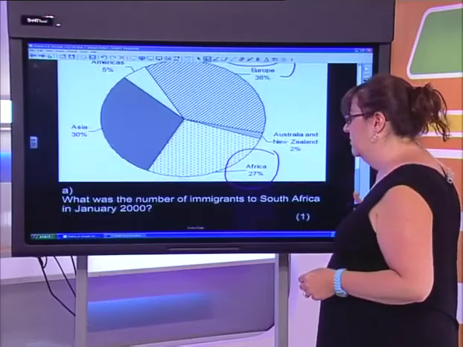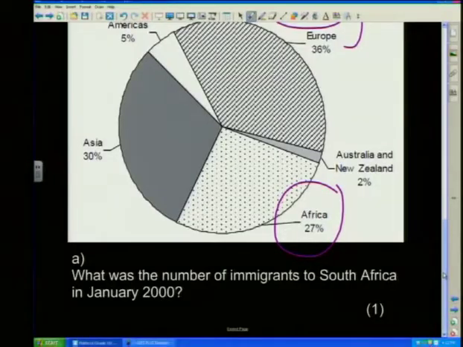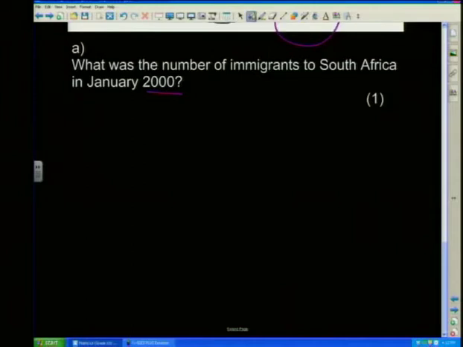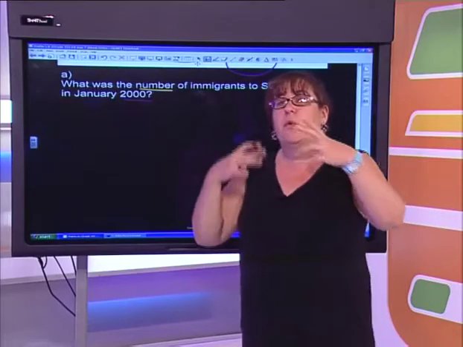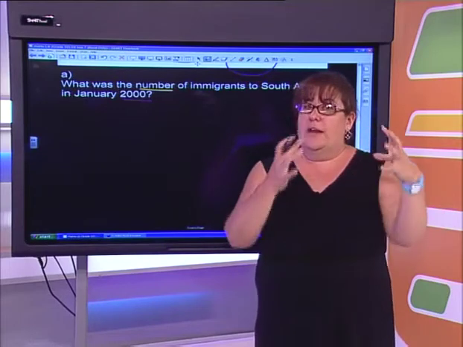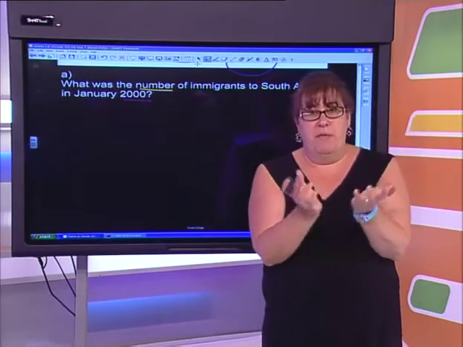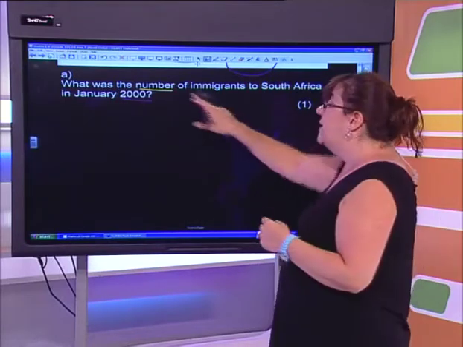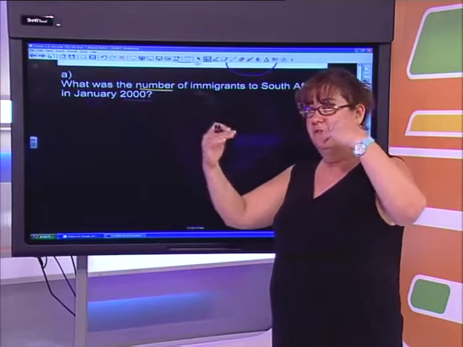So, I can get this down. What was the number of immigrants to South Africa in January 2000? So, now let's find some space. We're dealing with, and let's change the color to yellow, the number of immigrants. So now I need to say to myself, well, which graph do I need to use? And I've been given two graphs. The one gave me where they're coming from, and the other graph gave me the number of people coming into the country. So clearly I need to use the first graph.